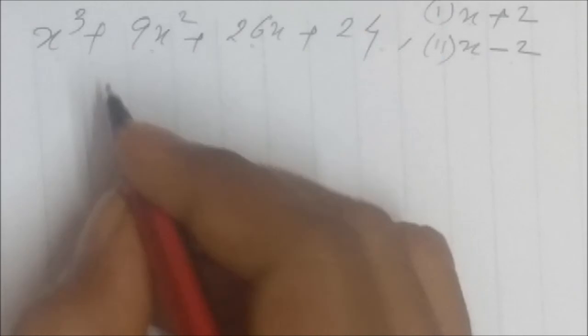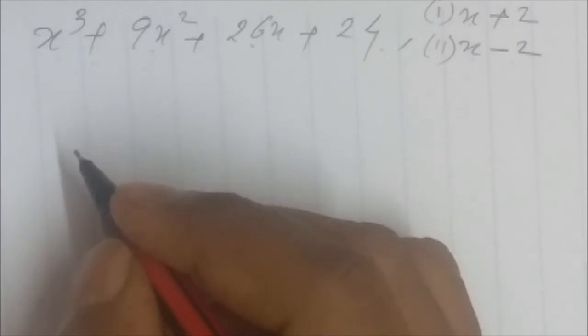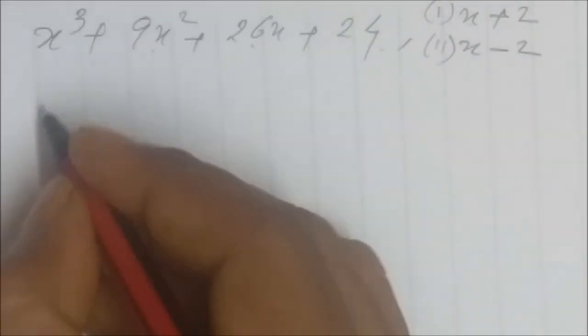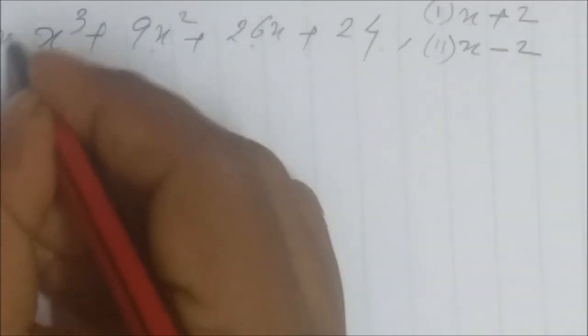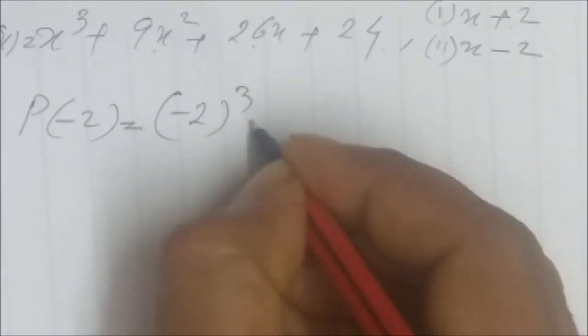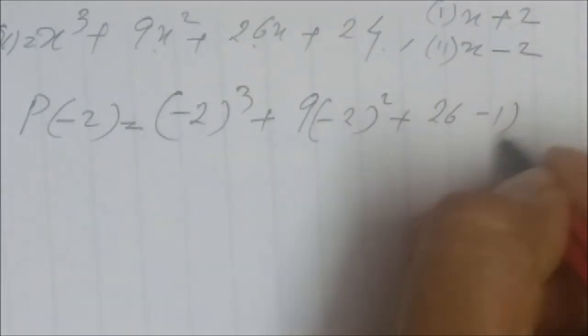So what do we learn in the remainder theorem? We learned that if a polynomial p of x is divided by a linear polynomial x minus 1, then the remainder is p of 1. Here it is 2. So we can take this as p of x. First we have to find p of minus 2. So what is p of minus 2? Minus 2 the whole cube plus 9 into minus 2 the whole squared plus 26 into minus 2 plus 24.